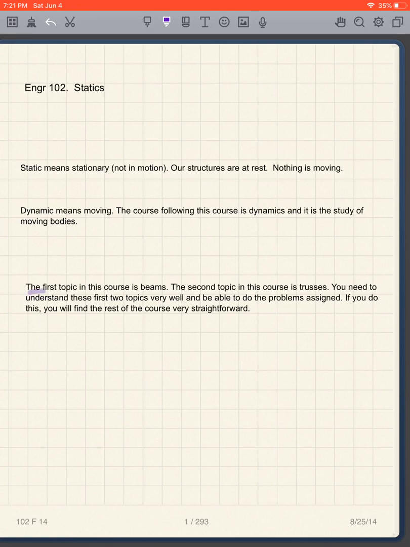And basically you need to understand these two topics very well and be able to do the problems assigned. I want you to work very hard at these first two topics. Why? Because if you do this, you'll find the rest of the course very easy, very straightforward. So the main thing is, I really want you to focus on these first two topics, get them down, and you will find the rest of this course very easy. If you don't understand the first two topics, then you're going to be lost. So I'm just going to tell you that right up front. So, work very hard on these topics.